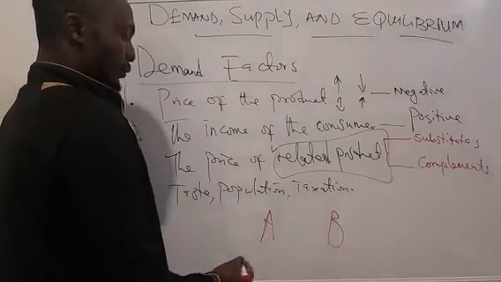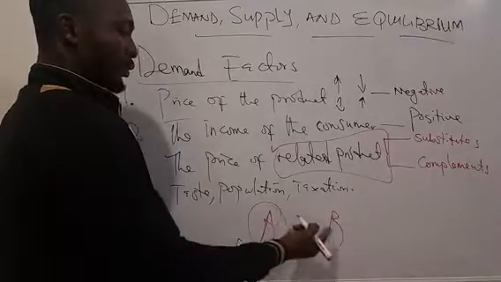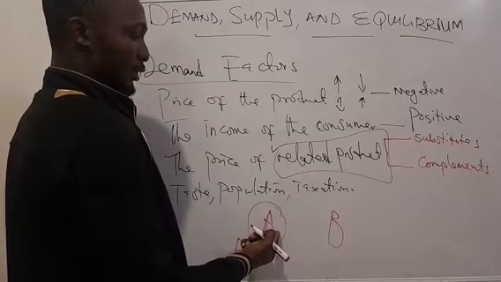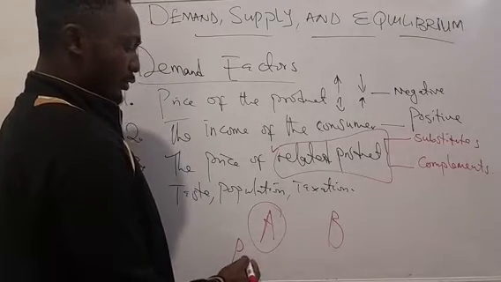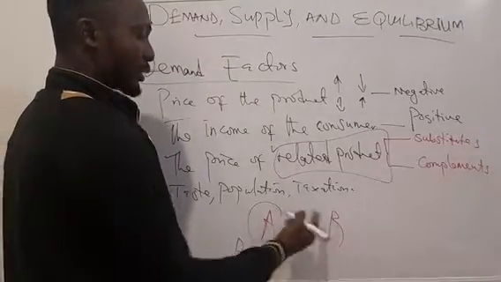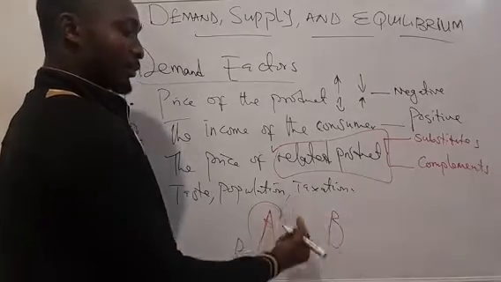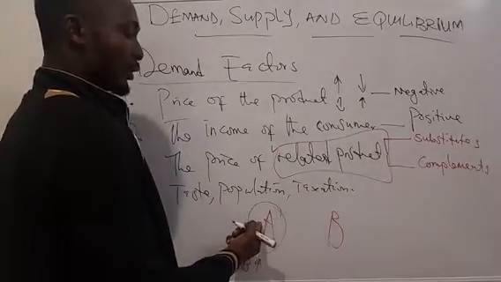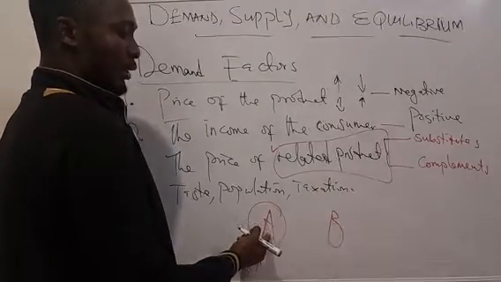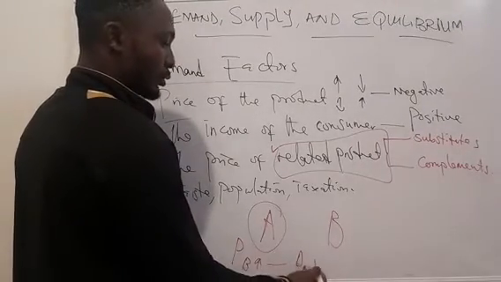We are analyzing product A. So what happens to the price of B, and how does it affect the quantity demanded of A? That's what we're talking about now. If the price of B goes up, and B is a substitute of A, then more consumers will stop buying B and go to buy A. So the demand for A should increase.